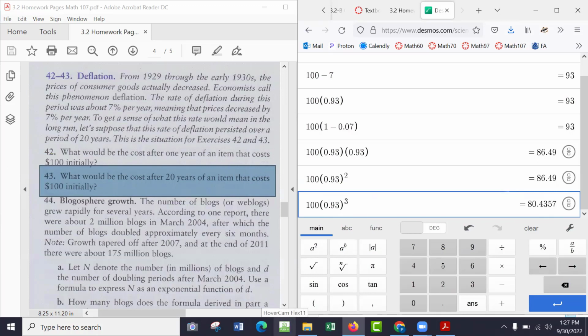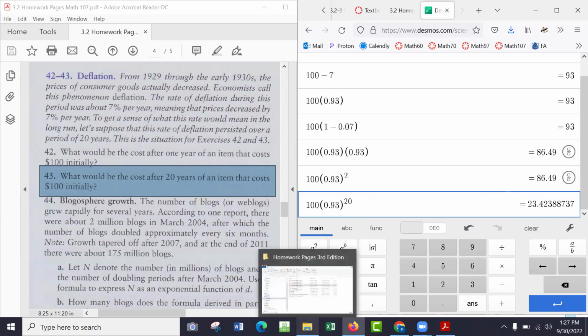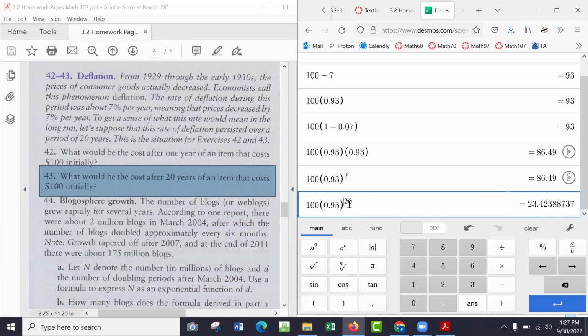Okay, I hope you've all tried it. So the answer would be, instead of a 3 up there, you'd have a 20, right? So it's 100 times 0.93 to the power of 20, and you end up with $23.42, or roughly $23, right? And of course, we could have written that with the 1 minus 0.07 if you want to as well. So you can do it this way, 1 minus 0.07, but it's the same thing. 0.93, 1 minus 0.07, same thing, right?